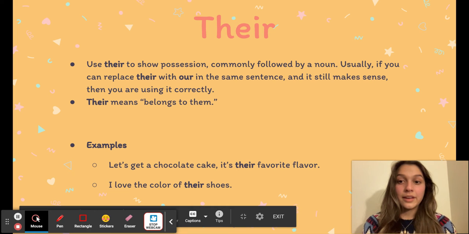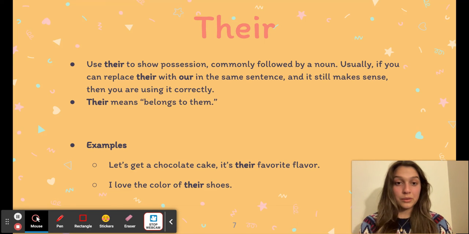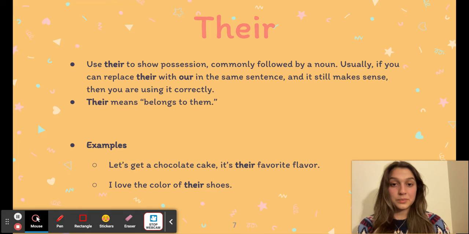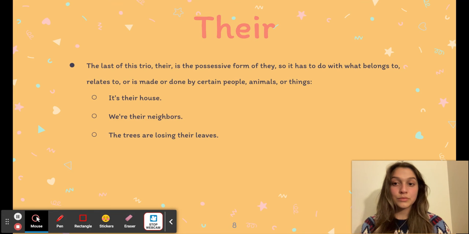And our last one, their, is used to show possession, commonly followed by a noun. So usually if you can replace their with our in the same sentence and it still makes sense, then you're using it correctly. Their means belongs to them. Some examples are, let's get a chocolate cake. It's their favorite flavor. And I love the color of their shoes.